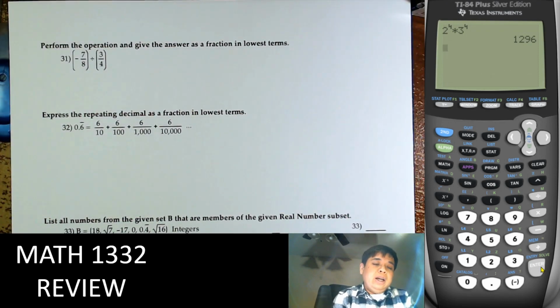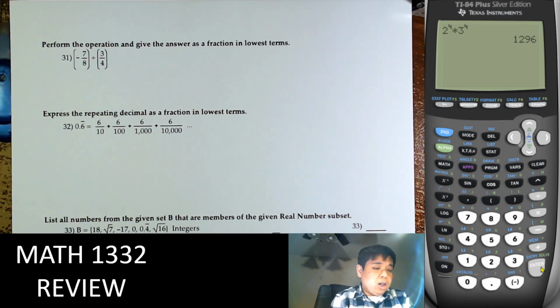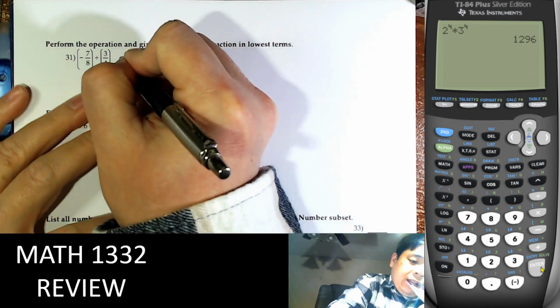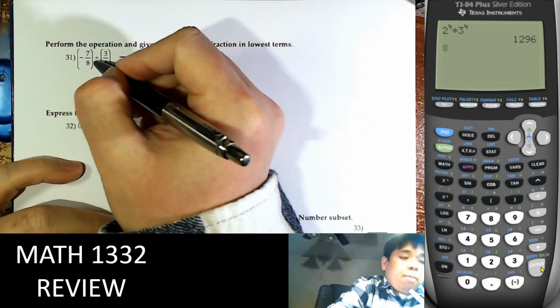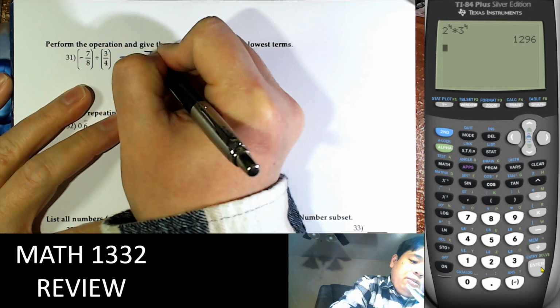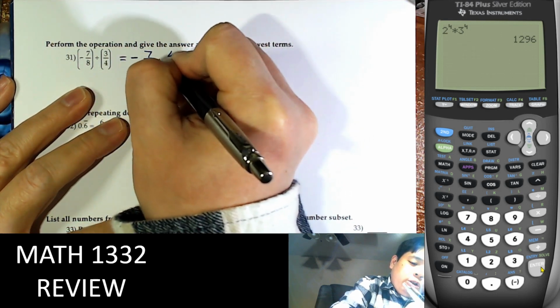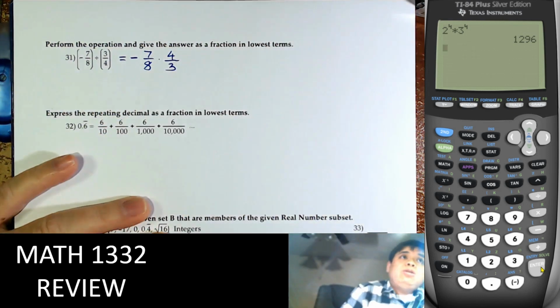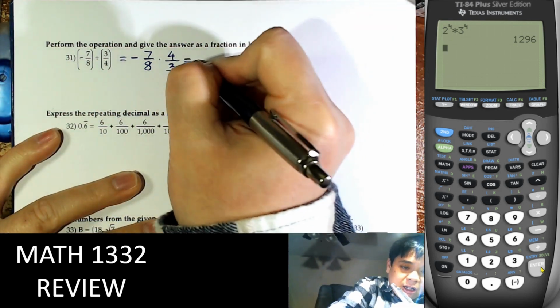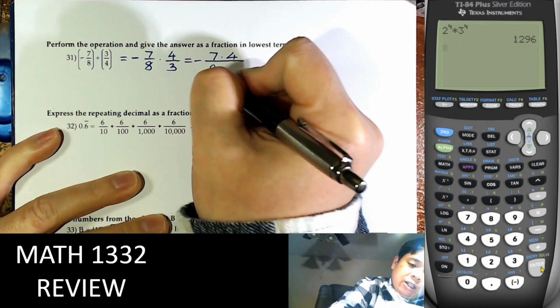Perform the operation and give the answer as a fraction in the lowest terms. Right, so it is just dividing. When we divide, it's going to be negative and positive, so it's going to be negative. Divide means multiply by the reciprocal: divide by 3/4, multiply by 4/3. Right, now when we multiply straight across, we have 7 times 4 over 8 times 3.